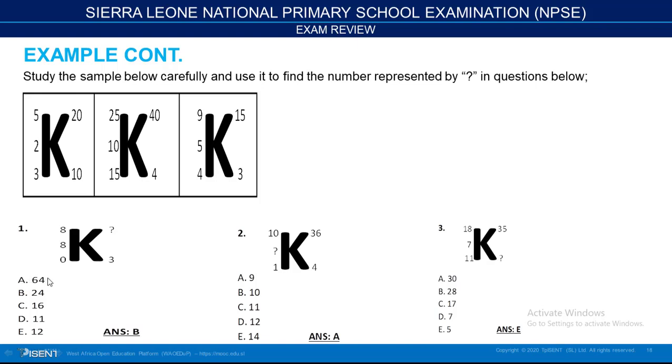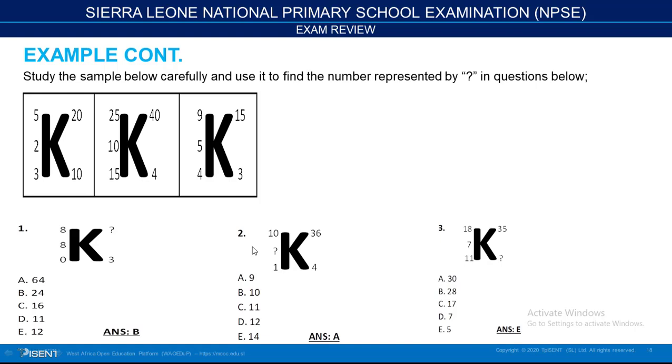A is 64. Not correct, because 3 times 8 is not 64. B is 24. 3 times 8 is 24. So B becomes my answer. Now C, 16. Not correct, because 3 times 8 is not 16. Now D is 11. 3 times 8 is not 11. E is 12. 3 times 8 is not 12. So therefore, A, C, D, and E, they are all wrong. B is correct, because 3 times 8 is 24.